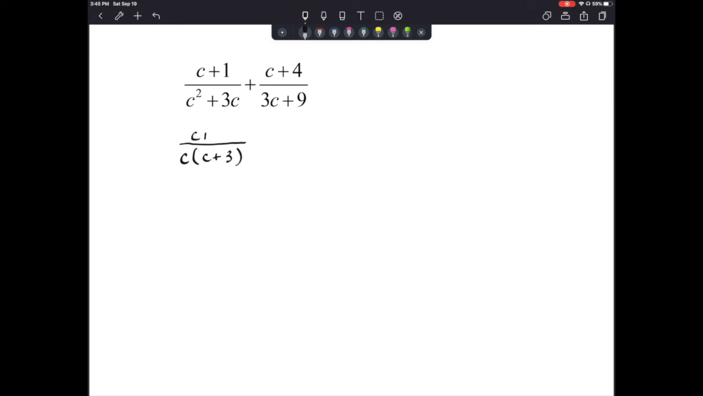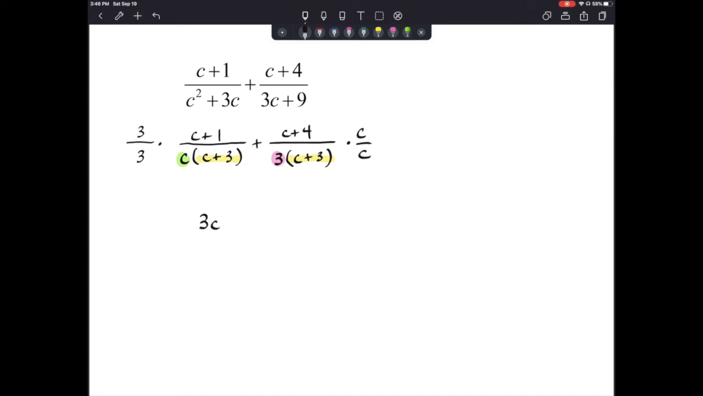Right now we still have a c plus 1 on the top, plus our greatest common factor is 3, so we have 3 times the quantity of c plus 3, and then a c plus 4. Both of these have a c plus 3, but my right fraction has the 3 and my left fraction has the c. So we need to have the same factors in each of our denominators to get the common denominator. We're going to multiply this side by a 3 over 3, and we're going to multiply this side by a c over c, so our denominators will match up.